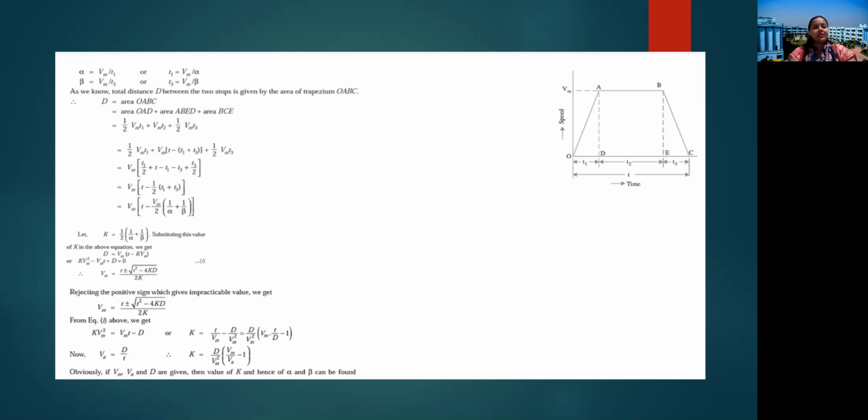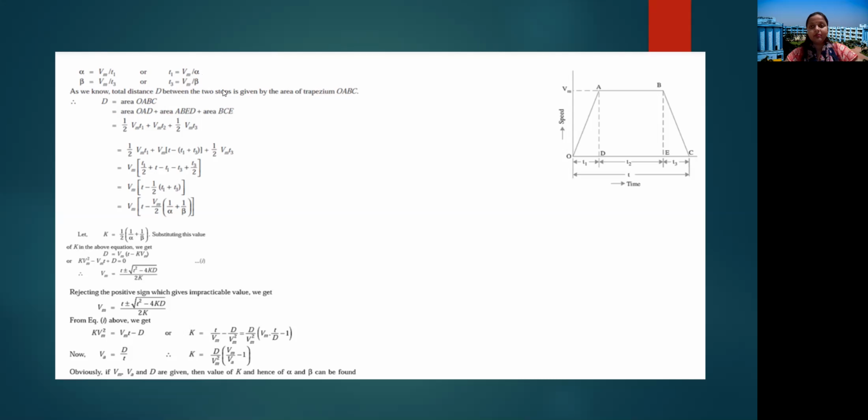So the acceleration can be denoted by alpha, which is Vm by T1. Similarly, for the retardation period, beta is Vm by T3. So T1 and T3 can be denoted in terms of alpha and beta: it's Vm by alpha and Vm by beta.